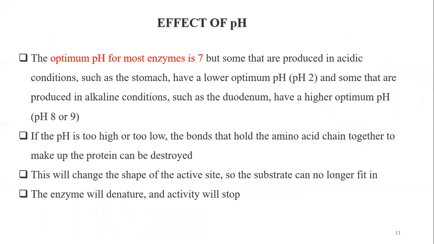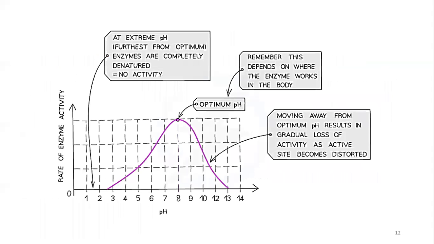Now we will see the effect of pH. Normally there is an optimum pH value for most enzymes. That is normally pH 7, which is neutral. But there are some enzymes which require a lower or higher pH for the reaction rates and to obtain the optimum yield. Right? So now we are going to check the effect of pH.